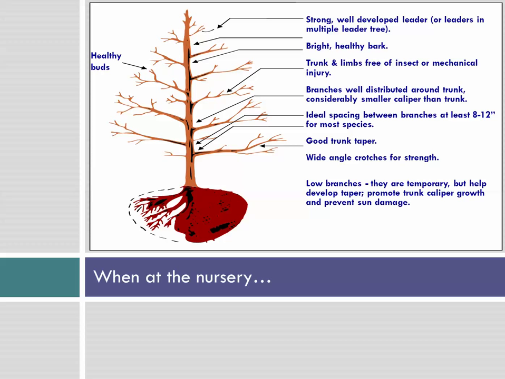So when you go to the nursery and you try to pick something up, take a look at it. Make sure it's healthy. Make sure it's free of broken branches, that it's got nice healthy buds, that it's got a good central leader or the potential for one. Make sure there's a good array of branches going up and down the tree and around a tree. Try to avoid them all being clustered at one spot.